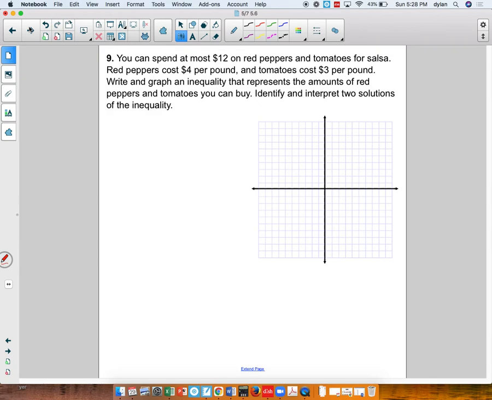So in this case, the first thing I'm going to do is define my variables. I'm going to say that x is going to be the pounds of red peppers I can buy, and y is going to be the pounds of tomatoes that I can buy.